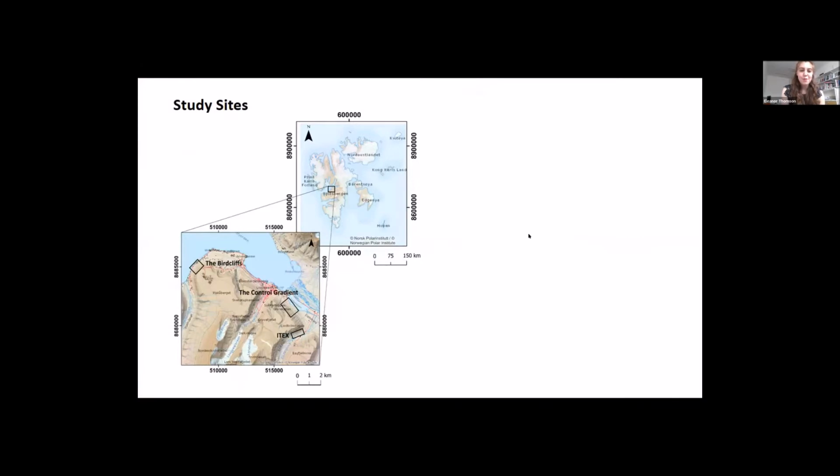So here is some information about our study sites. We had 3 study sites, all located within easy reach of Longyearbyen here. We collected information at the bird cliffs, just around at Bjørndalen, information at the control gradient, just above Isdamen, and here at the ITEX site in Endalen.